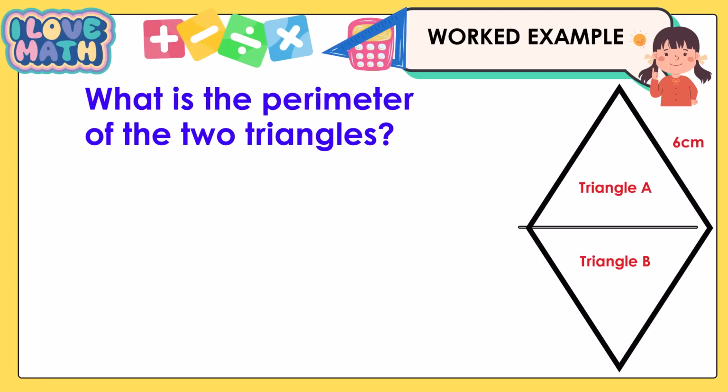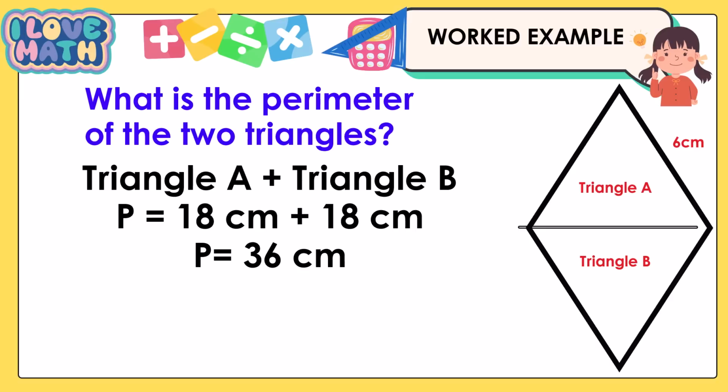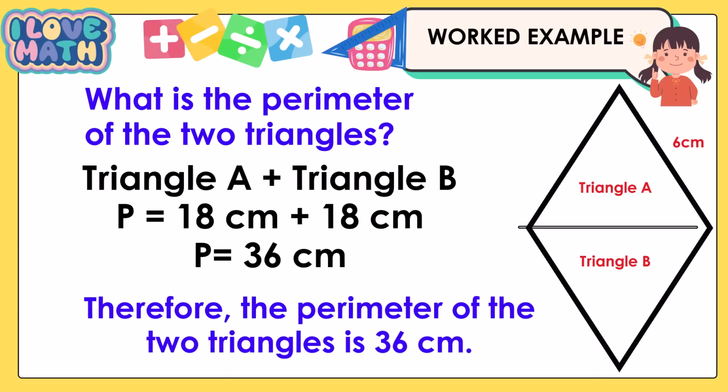What is the perimeter of the two triangles? Triangle A plus triangle B. P equals 18 centimeters plus 18 centimeters. P is equal to 36 centimeters. Therefore, the perimeter of the two triangles is 36 centimeters.